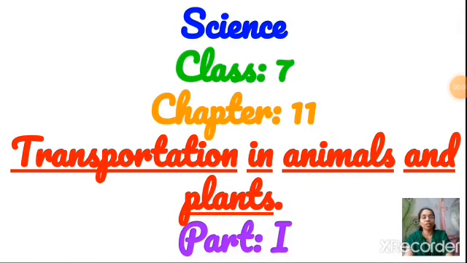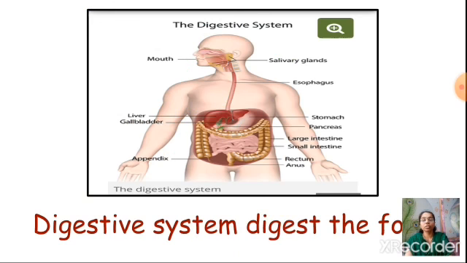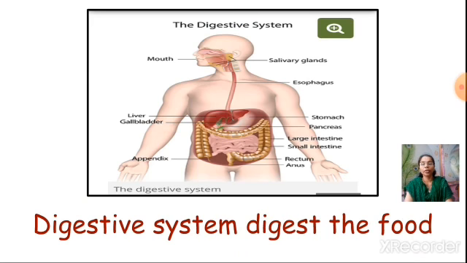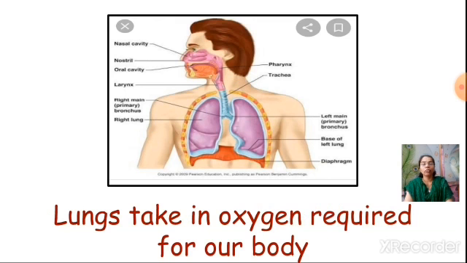We learnt about respiration in organisms in the last chapter. Now we are going to study transportation in animals and plants. We already know that the digestive system digests the food required for our growth and energy. Also, the lungs take in oxygen, which is also required for our body. What if oxygen and food do not reach the other parts of the body?